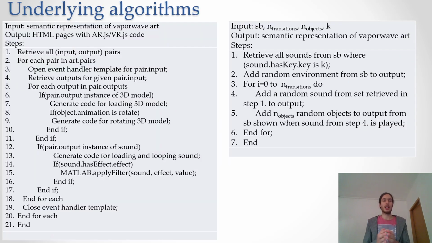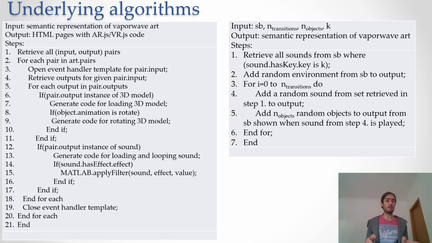Underlying algorithms. I used 2 algorithms in this paper. The first one transfers the semantic representation with respect to the Vaporwave generator ontology of Vaporwave art to VR and AR application. So in the first step, we retrieve all the pairs of inputs and outputs from the application, open an event handler for each of these inputs, and retrieve all the outputs for a given input.